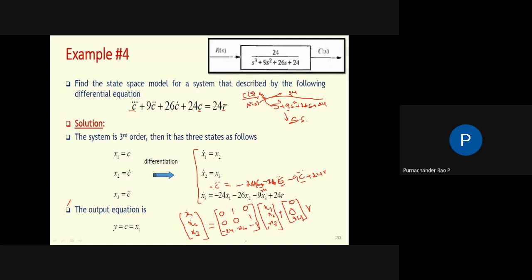Okay, so your output equation will be equal to 1, 0, 0 into x1, x2, x3, plus your input, which will be 0 here, D will be 0. So this is the state equation and output equation for the given transfer function of a system.